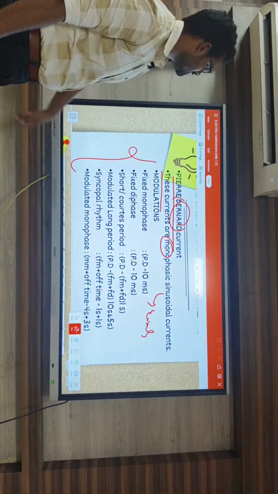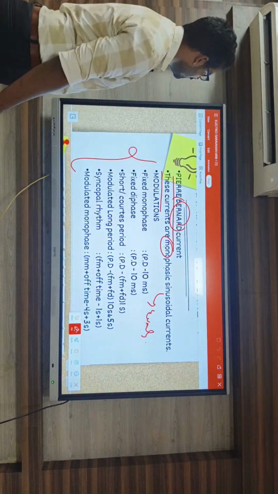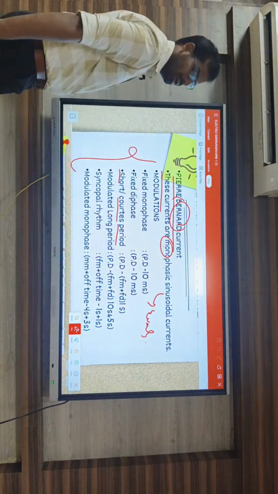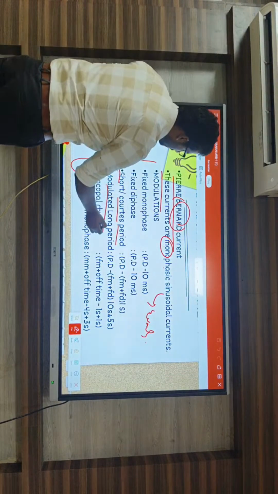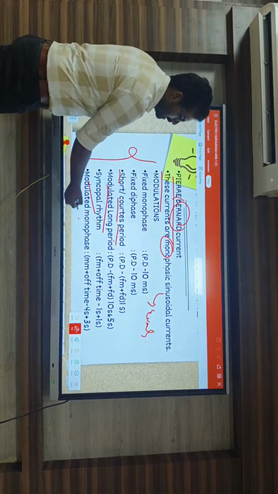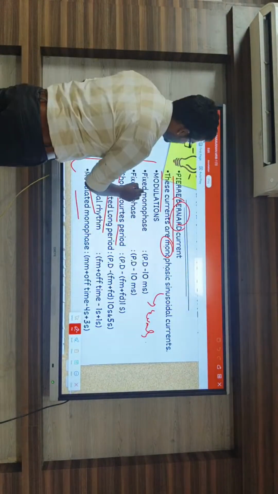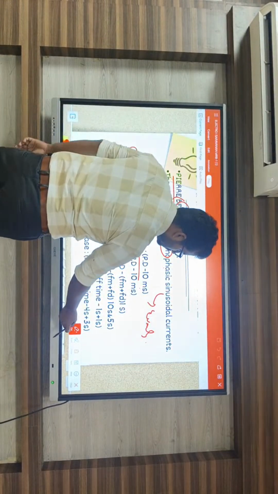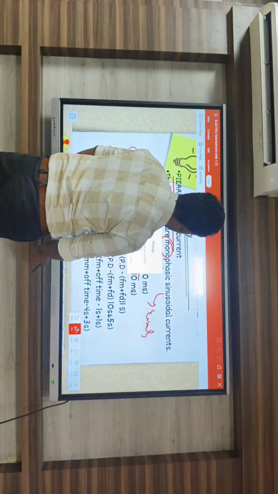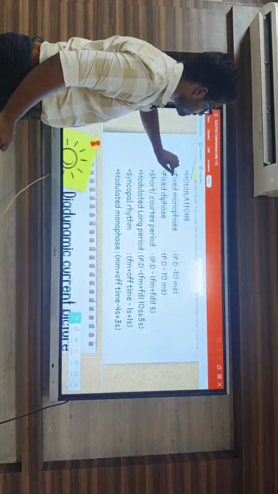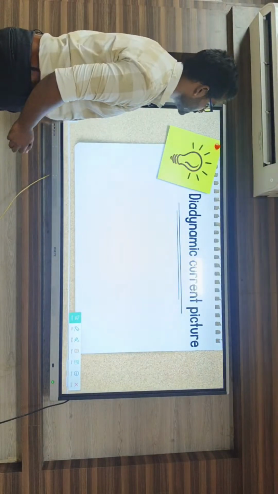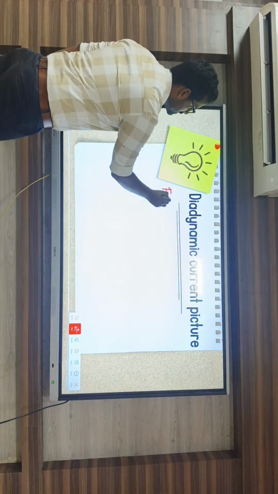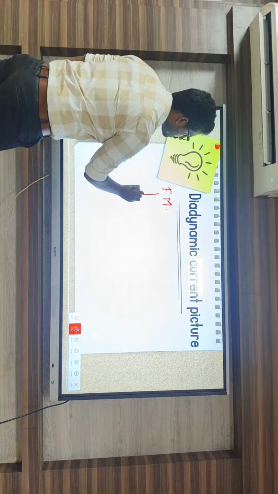So what are all the modulations of the diadynamic current? First, the fixed monophase and fixed diphase, short period or Curtis period, modulated long period, and syncopal rhythm or modulated monophase. The pulse duration of the fixed monophase is 10 milliseconds. So coming to the schematic picture, fixed monophase, right?